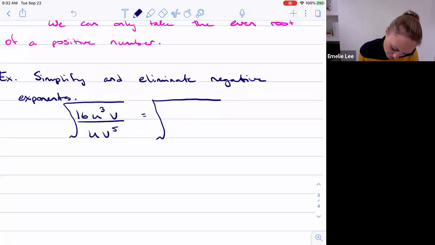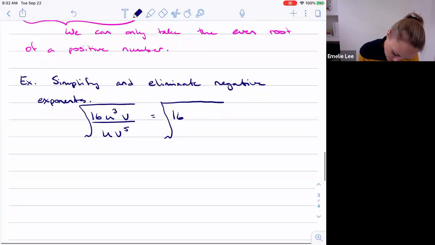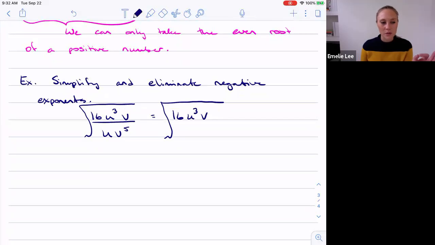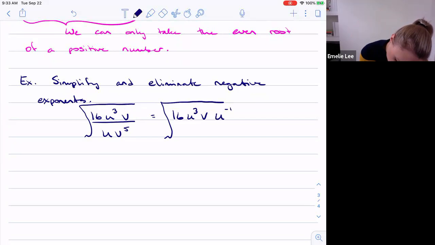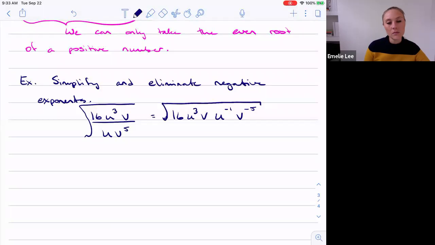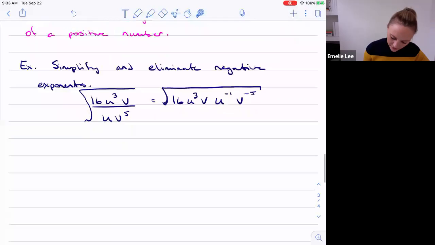So we've got 16 u to the 3v. Now we can use everything we know about exponents, right? Negative exponents, we can move it up to the numerator. So now I've got u to the -1 times v to the -5. And I'm going to make this a square root just on that same line, right? Because now I can simplify in here and kind of see what falls out.